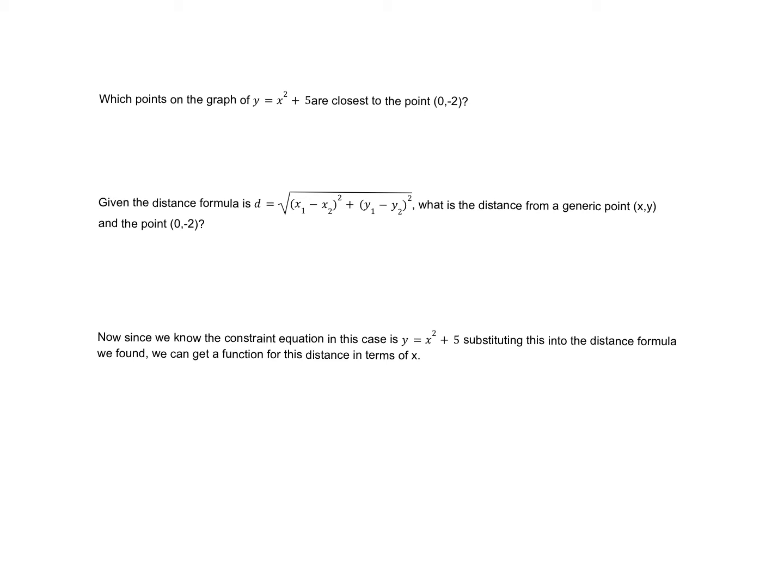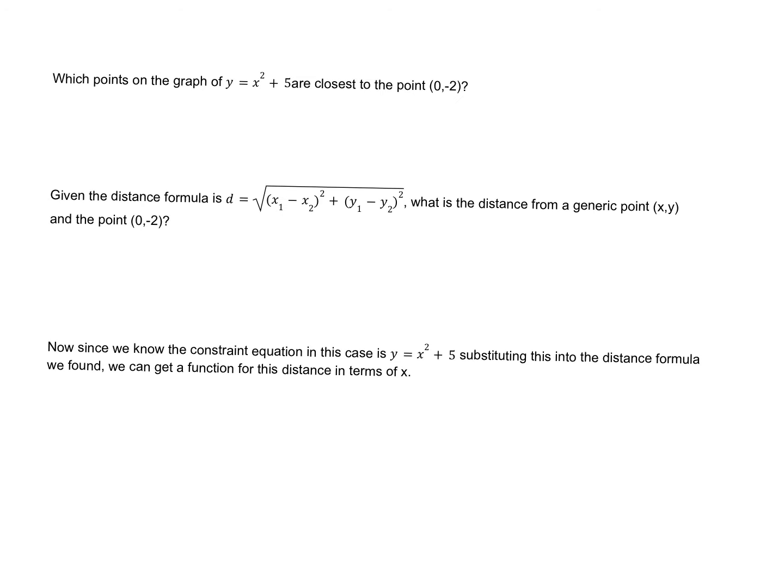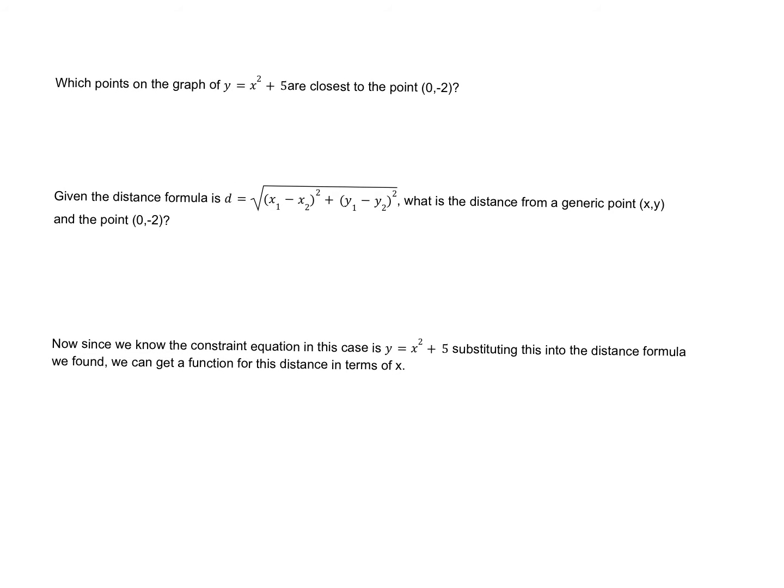Our final problem is going to talk about which points on the graph are closest to a fixed point. It says, which points on the graph y equals x squared plus 5 are closest to this point (0, negative 2)? So let's just draw this situation. I'm just going to sketch it up here. X squared plus 5 looks like this. This is that graph, and the point (0, negative 2) is down here.